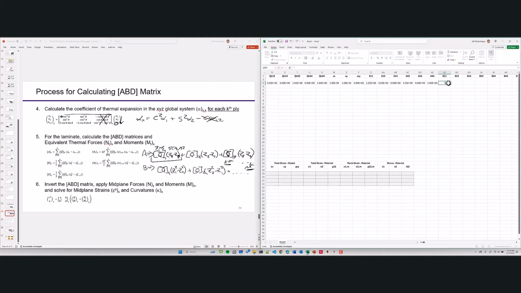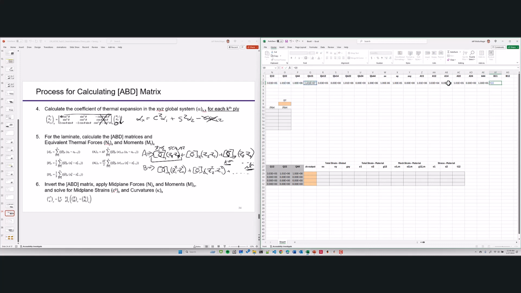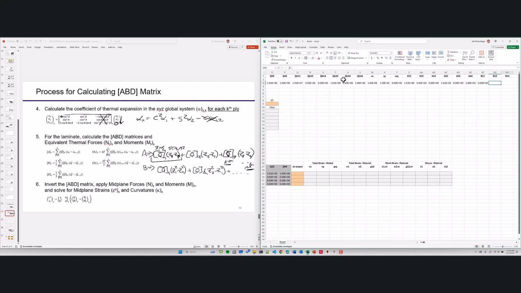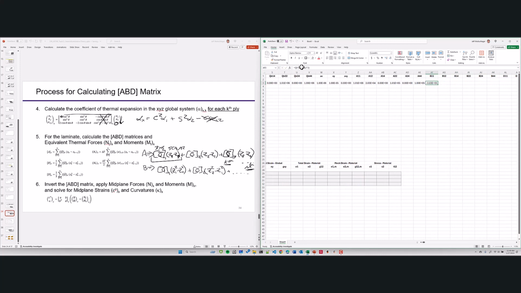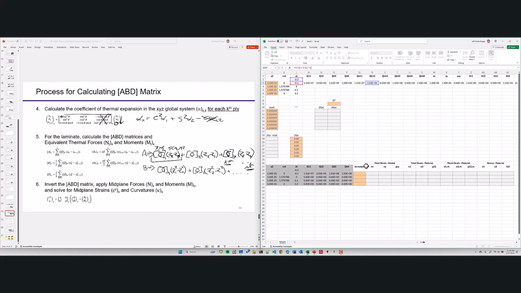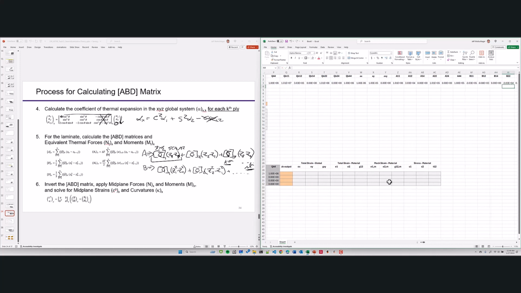So B11 is equal to my Q bar 11 times a scalar, and that scalar happens to be the ZK coordinate raised to the 2 minus the ZK coordinate above it raised to the 2. And then that's it. And then again, if I don't want to allow that to move when I copy it over, I put my $ in my columns. And then when I copy over, when I go to the B12, I always check. It should be my Q bar 12, which it is, and then my same ZK minus 1. Okay, so I've got my B's done.